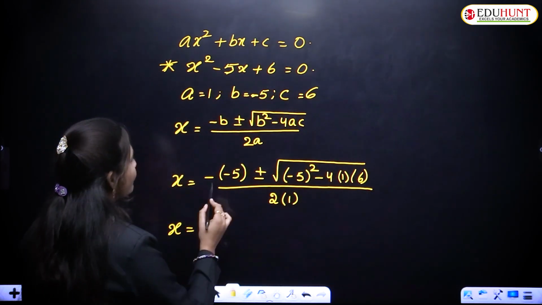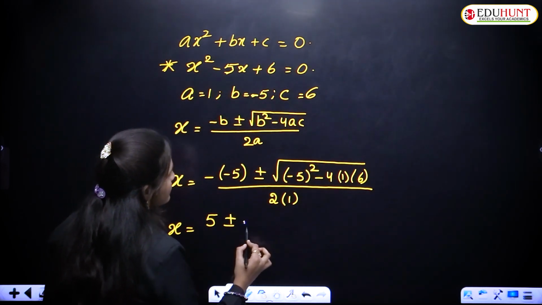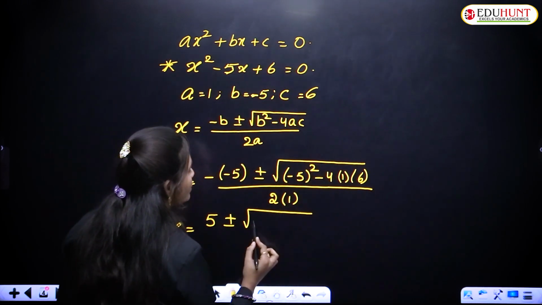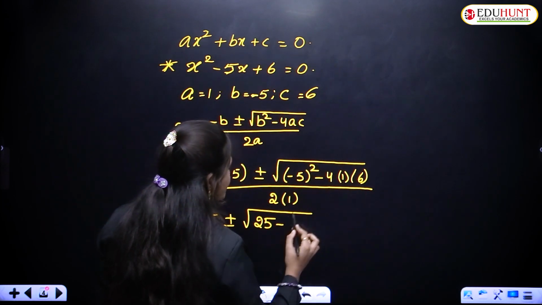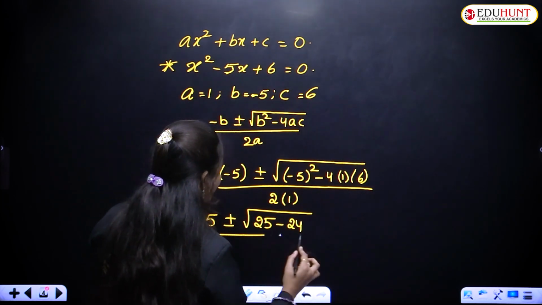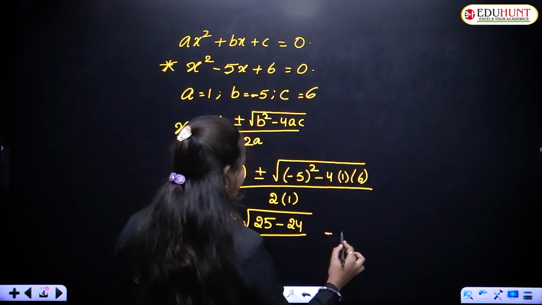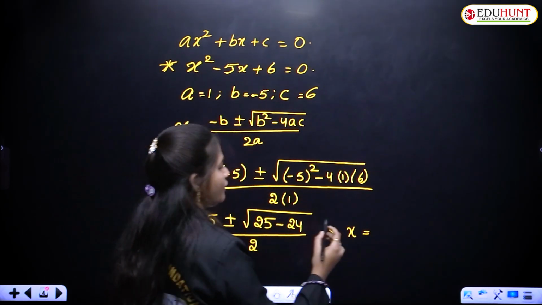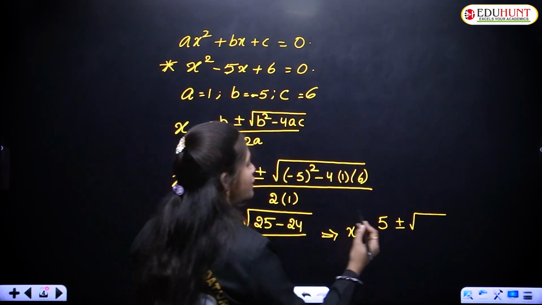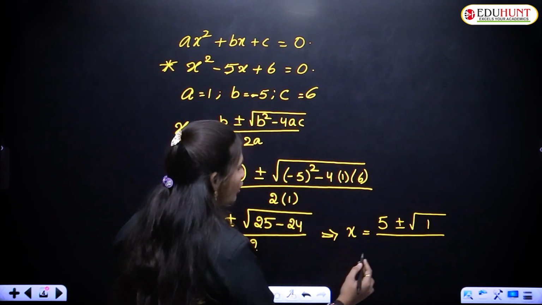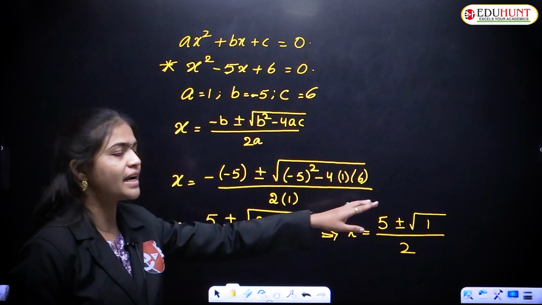Next, x is equal to, minus into minus is plus 5 plus or minus square root of minus 5 whole square, which is nothing but 25. Minus 4 into 6, 24, whole by 2 into 1, 2. Am I clear? So by using this, x is equal to plus 5 plus or minus square root of 25 minus 24, which is equal to 1, whole by 2.